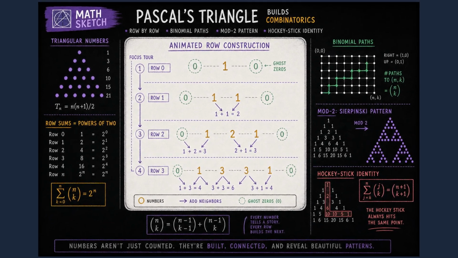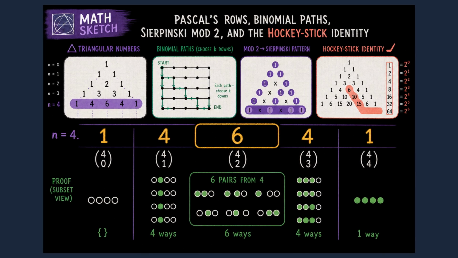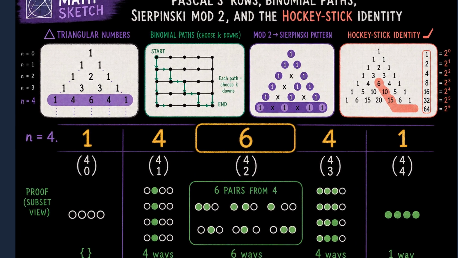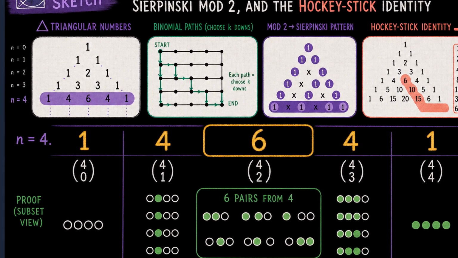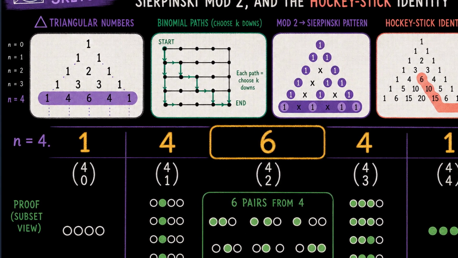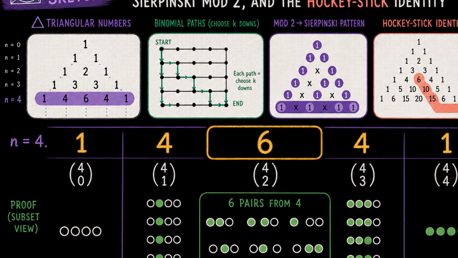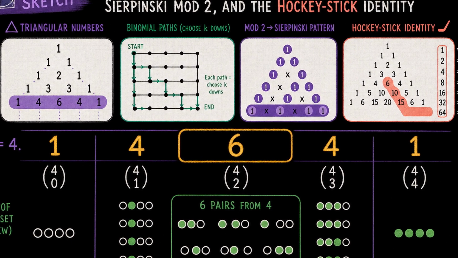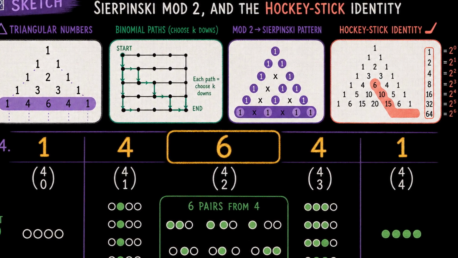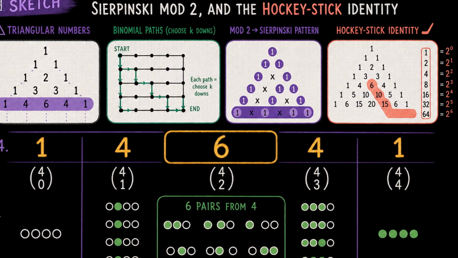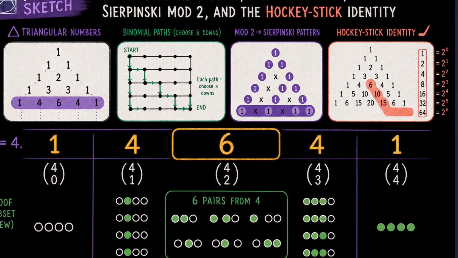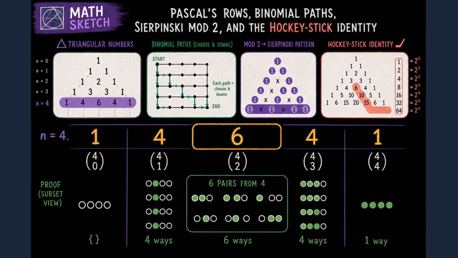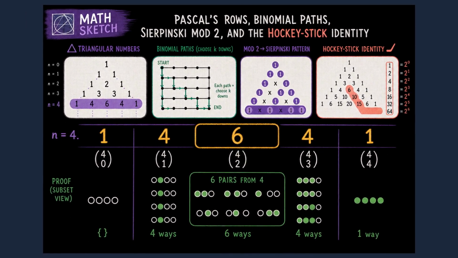The content is counting. Read row n as n choose 0, n choose 1, up to n choose n. Row 4 is 1, 4, 6, 4, 1 because there is one way to choose 0 items, 4 ways to choose 1, 6 ways to choose 2, and so on. The triangle is a triangle of combinations. Every entry answers how many subsets of this size.